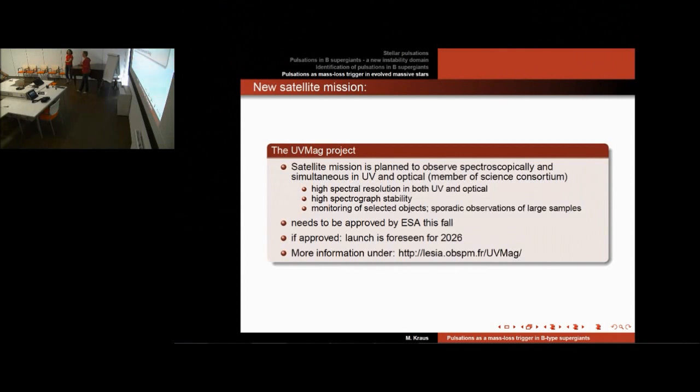And this is the difference between photometry and spectroscopy. From photometry, you cannot be so sure. But from spectroscopy, you have a very clear indicator.